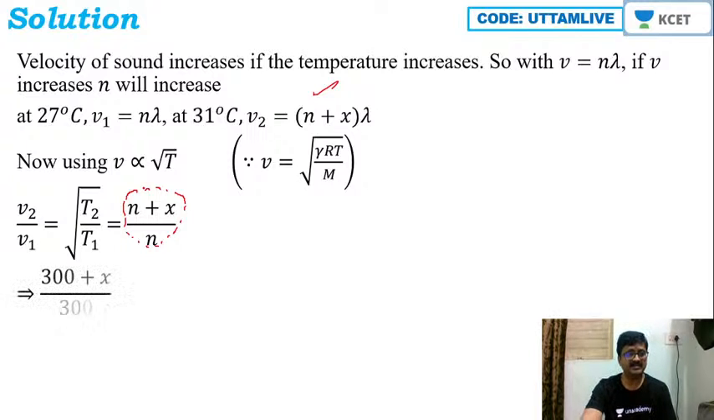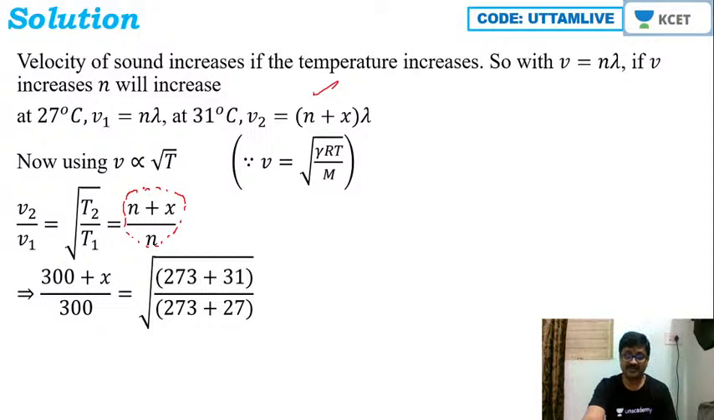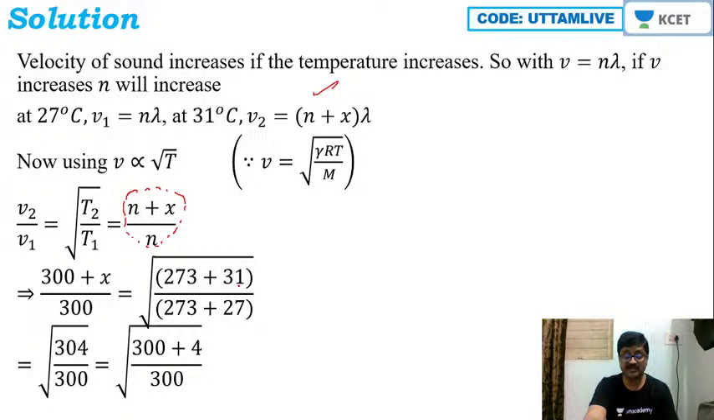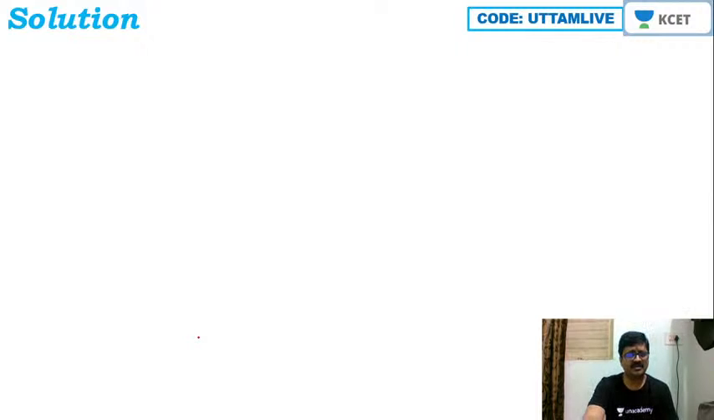Is it not? Nextly, therefore, 300 plus x by 300 is equal to, I'll write this as 273 plus 31 degrees Celsius divided by 273 plus 27 degrees Celsius. So accordingly, it becomes 304 by 300, and I'll write this as 300 plus 4 by 300. Now if you just compare left hand side and right hand side, here we have 300, here also we have 300. Now here in the denominator we have 300, again in the denominator we have 300. So hence in place of x we have what? 4. So hence I'll take x equal to what? 4.